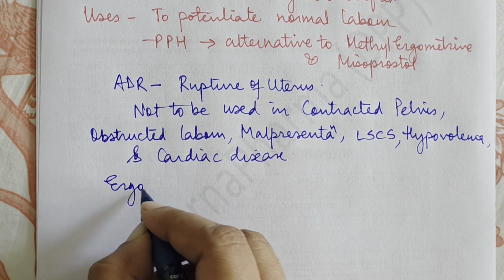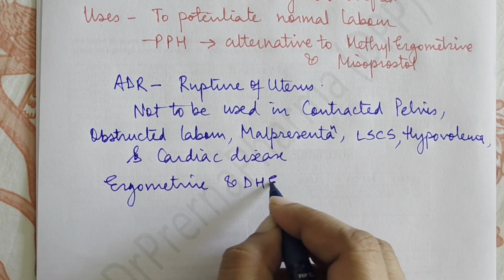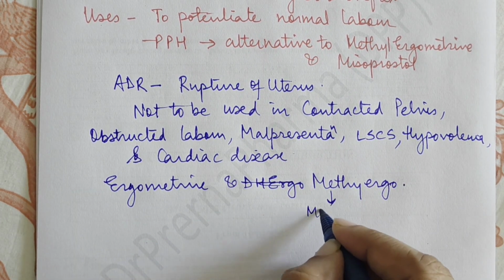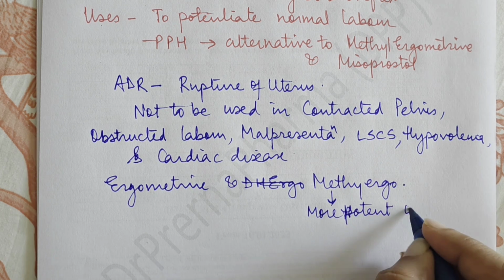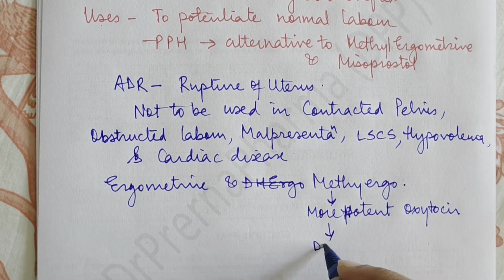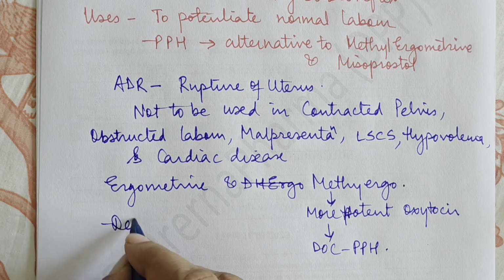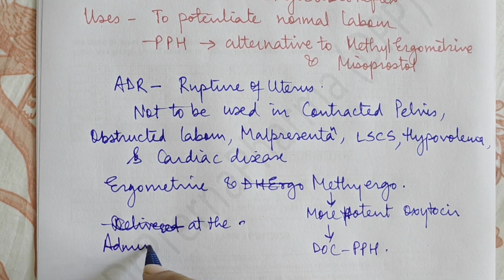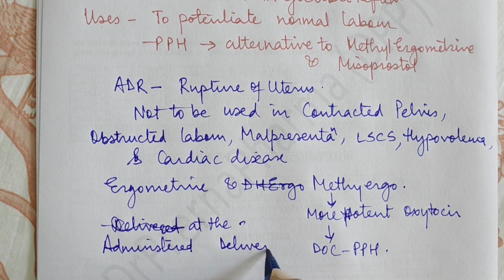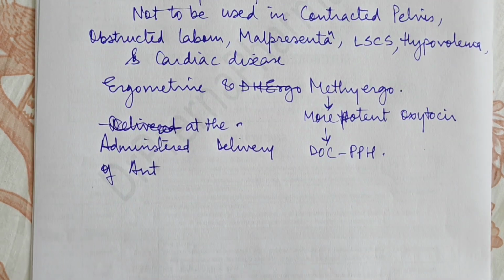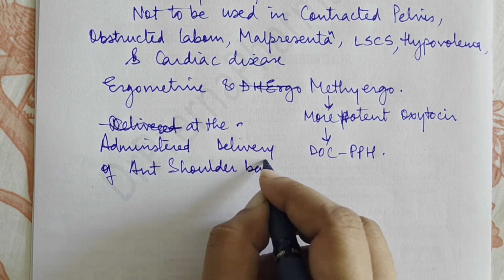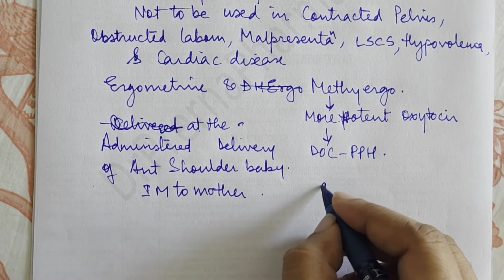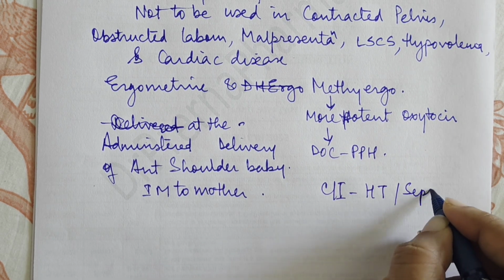Now ergometrine and methylergometrine. This is a more potent oxytocic than any other drug. It is the drug of choice to treat PPH, and it is administered at the delivery of the anterior shoulder of the baby. It is given intramuscularly to the mother. Okay. Contraindications are hypertension or sepsis.